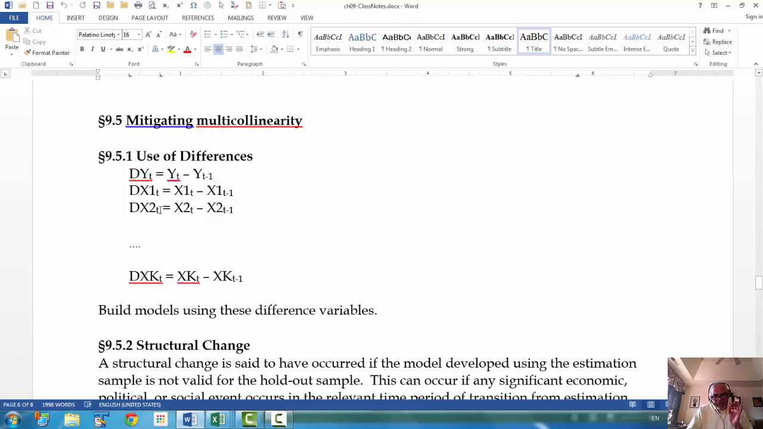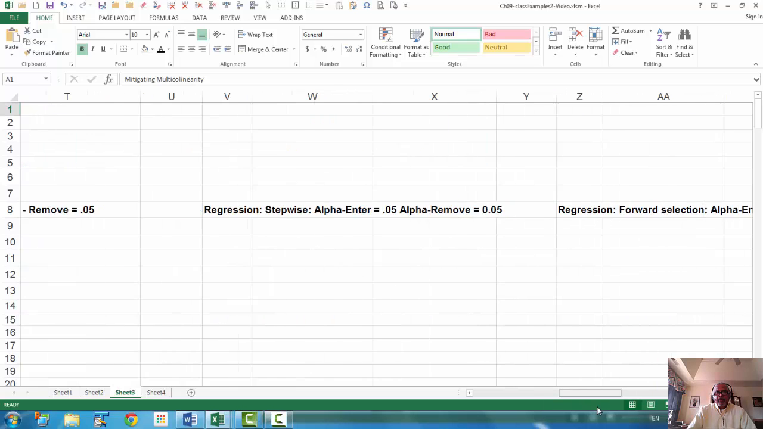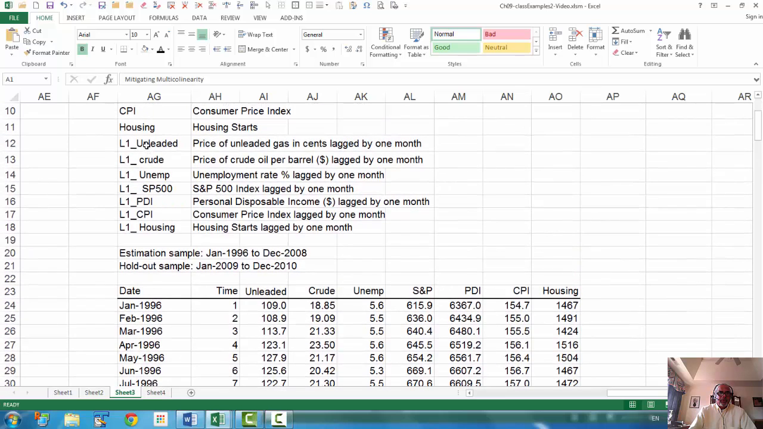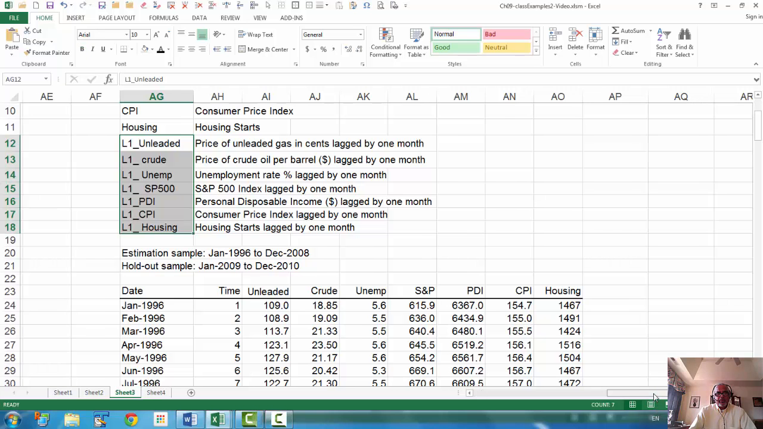Okay, so let's go back to the same example. Now, instead of using the original values, we take the differences and then go through the process of VIF and forward selection, backward elimination, etc. So here, the same problem like before. We have the data, unleaded price, that's our response variable. We want to forecast that, and then we have crude and employment and so on.